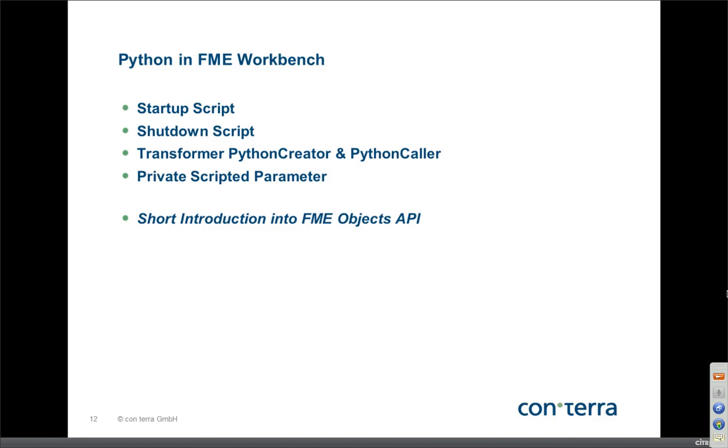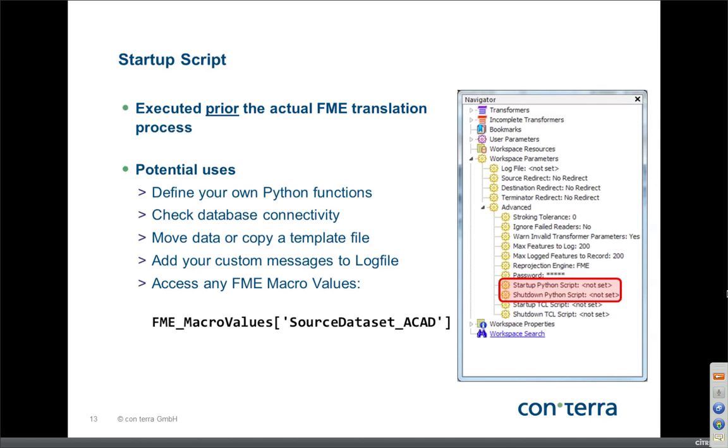The first thing is startup script, shutdown script. Then we have 2 transformers, the Python creator and the Python caller. And the last thing mentioned here is very new to FME. It was introduced in FME 2011, and it's called private scripted parameter. And in the following slides, we will have a close look at each of these 5 parts. So the first thing is startup script.